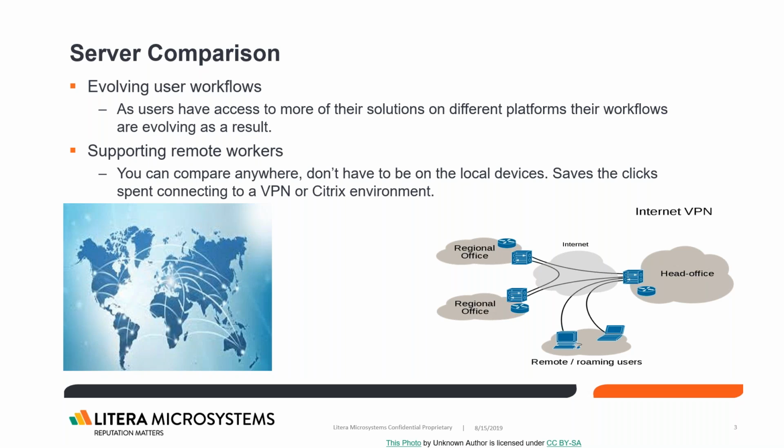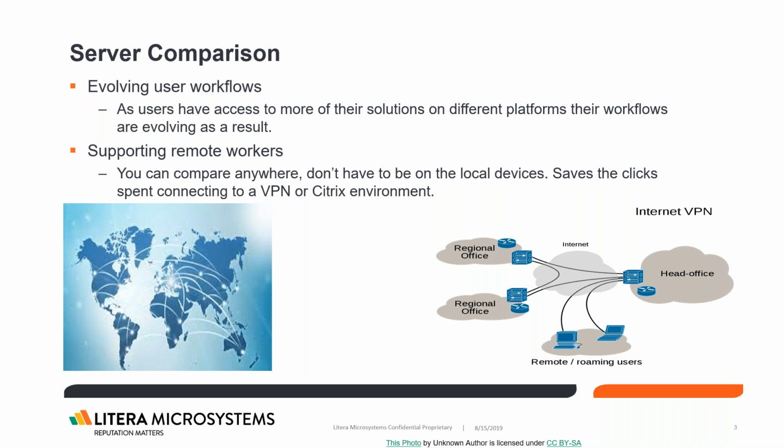Supporting remote workers is another advantage that server comparison brings into play. Today, if I'm a remote worker, in order to access my comparison solution, I might have to jump onto a VPN or jump into a Citrix environment. There is a great story about a firm that we work with, and they actually did an internal audit on how many clicks, and how much each click costs the firm. What they realized was that each click translated into $6.